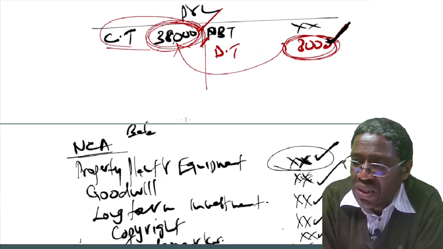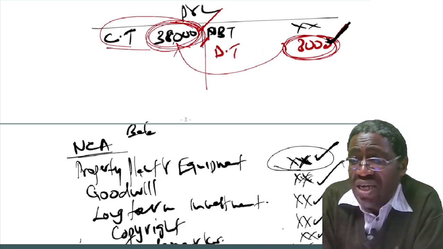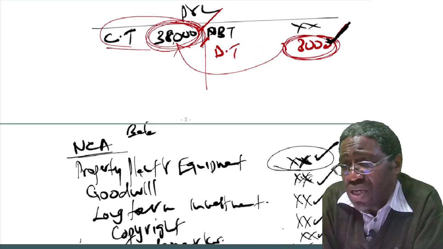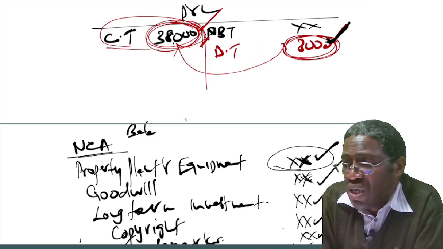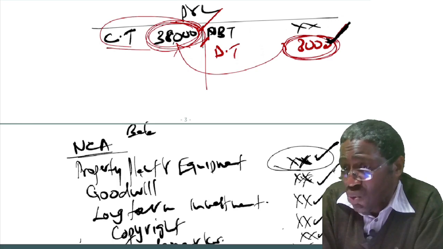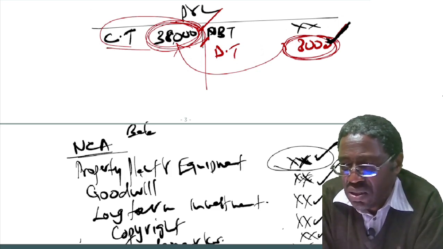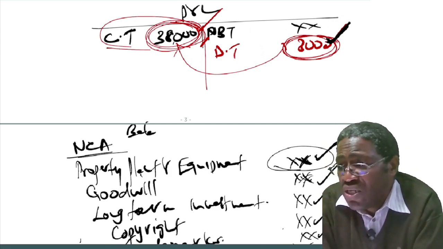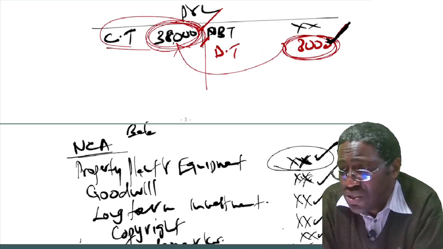Will you stop? And you go and say, any other fixed asset that cannot be classified under property, plant and equipment should be shown individually in the balance sheet.